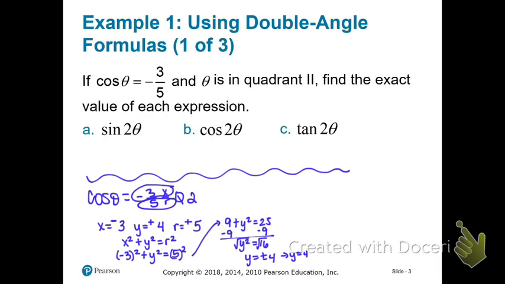Alright, so now that we know x, y, and r, we can also find sine and we can find tangent. So what is sine? We said it was y over r, which is 4 over 5. And then tangent is y over x, which is negative 4 over 3. Alright, so now we know our sine, our cosine, and our tangent, right?